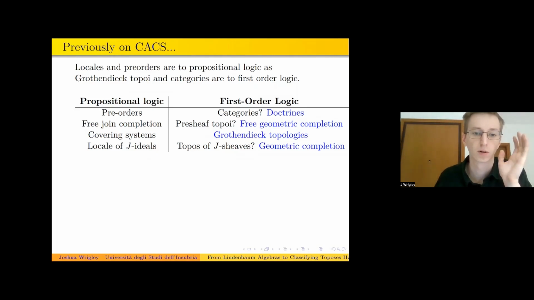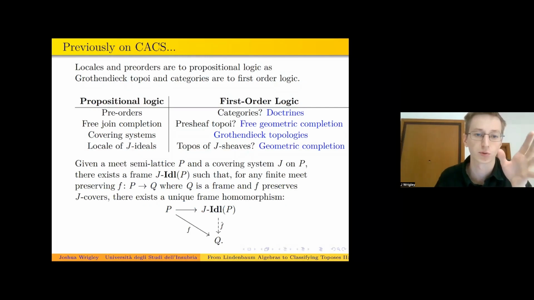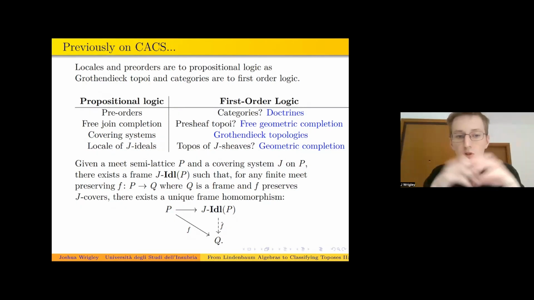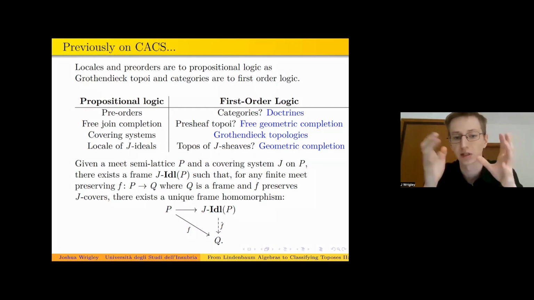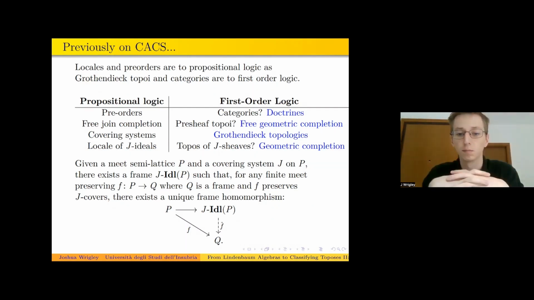So to give a very brief rundown of what I talked about last time, we'll give the propositional side of the story. Let's say you're given a meet semilattice, which represents some propositional theory with conjunction being interpreted, and you've got a covering system, which will be some extra rules on top of your preorder. Then there exists a frame, the J ideals on P, such that for any finite meet preserving map F from P to Q, where Q is also a frame, we have a unique extension that is a frame homomorphism. So we can start making logical sense of this, and this locale of J ideals is some sort of completion to geometric propositional logic.